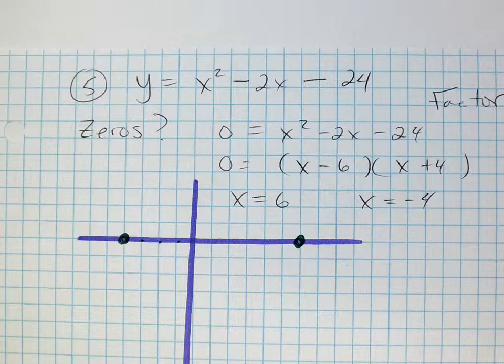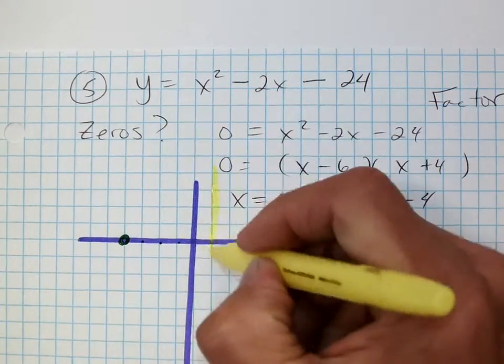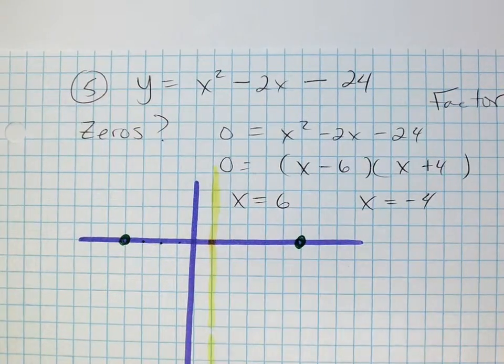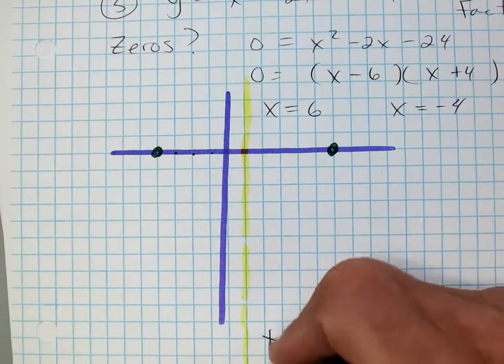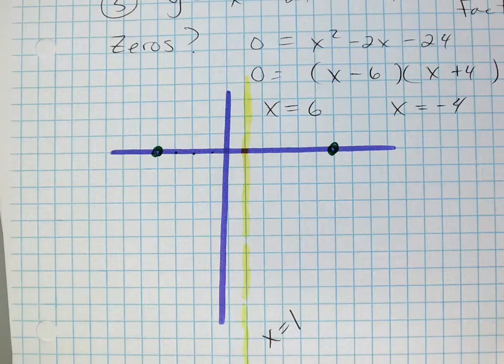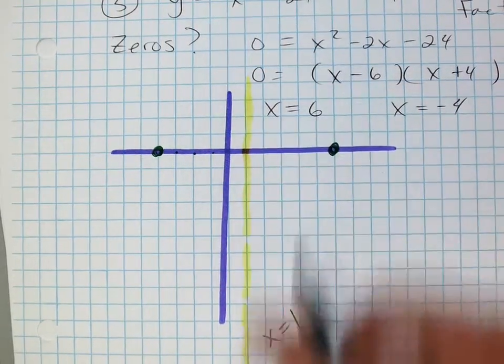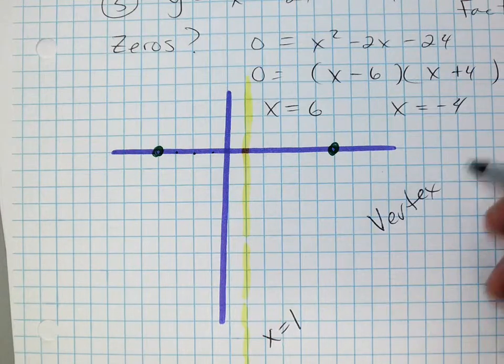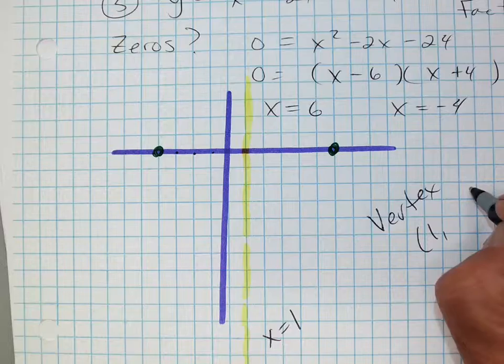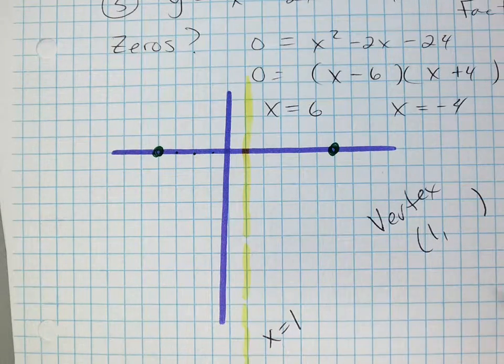How am I doing? Okay, now, because we're smart, and we are, I know exactly where the line of symmetry is. It's right in the middle, isn't it? Isn't that the line of symmetry right there? Right down the middle is the line of symmetry, okay? So my line of symmetry is at x equals 1. Got to be. Then the vertex has got to be somewhere along here. So the vertex, which is the bottom point, is at 1, something.